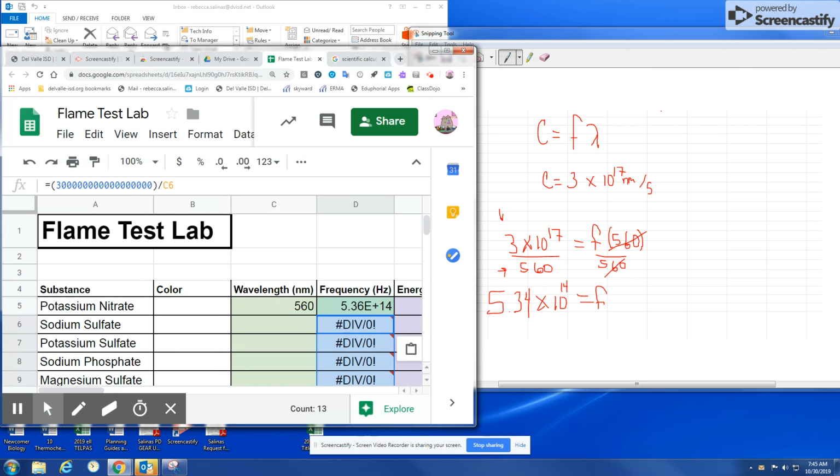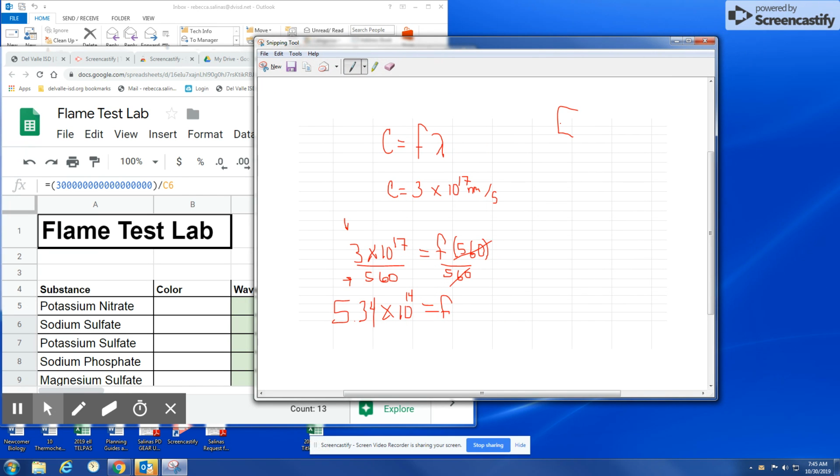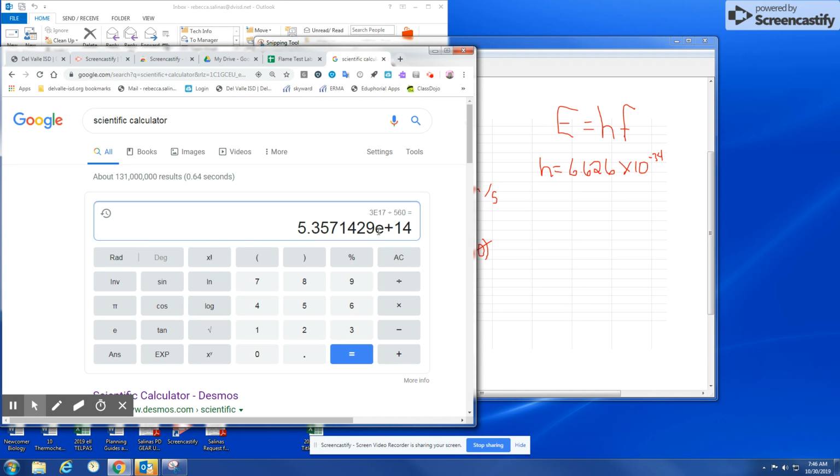All right, let's talk about how to calculate energy. My formula for energy, my really good handwriting here, is E equals h, which is Planck's constant, times f. H is a constant, and h always equals 6.626 times 10 to the negative 34th power. Okay, so we could type that into my calculator. 6.626 exponent.